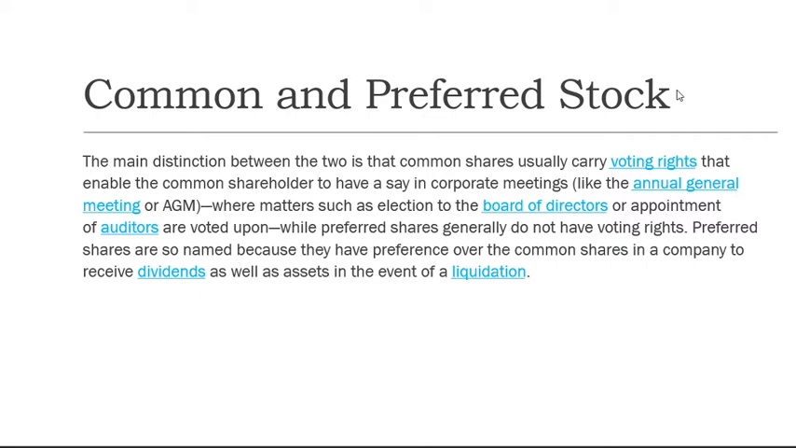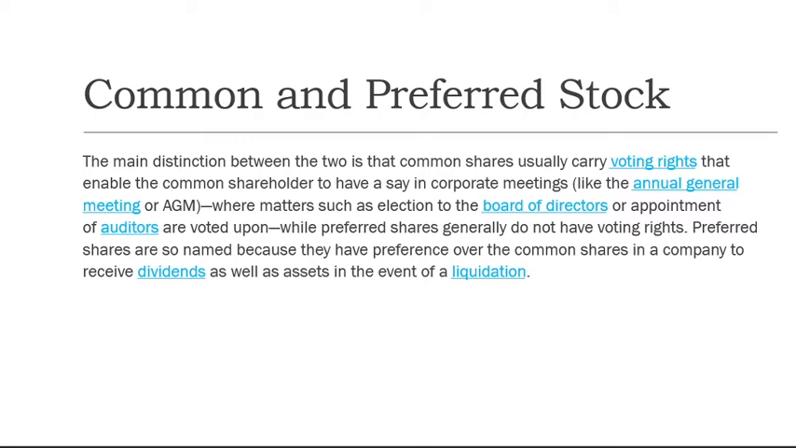Common and preferred stock. You will hear this most often, not in the Philippine Stock Exchange, but in the international market. The main distinction between the two is that common shares usually carry voting rights that enable the common shareholder to have a say in corporate meetings, such as those in the position of the company like the board of directors, where matters such as election to the board and appointment of auditors are voted upon, while preferred shares generally do not have voting rights. Preferred shares are so named because they have preference over common shares in a company to receive dividends as well as assets in the event of a liquidation.